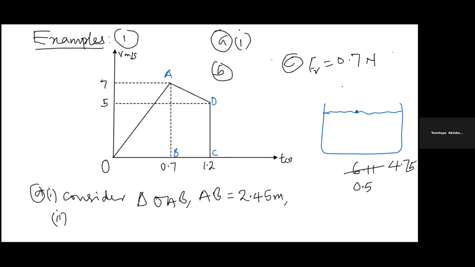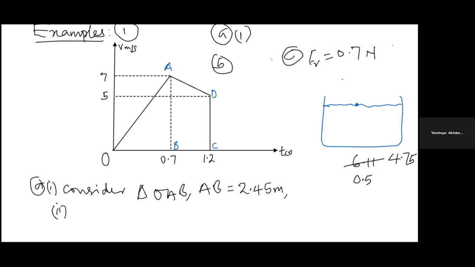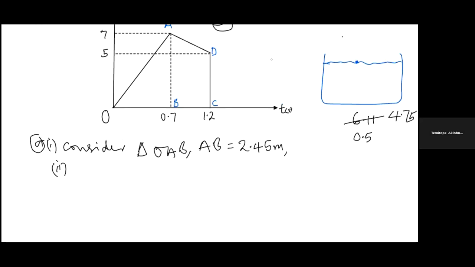Jason, I don't understand what you are doing. Both of you are wrong. Abolaji, even the one you changed to, you are wrong. Sir, can I change my answer? 3.0. 3.0 is correct.